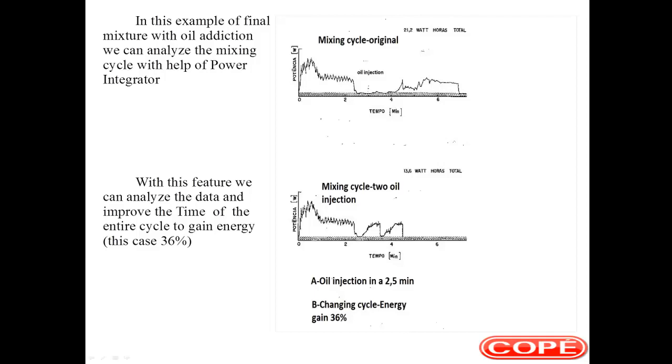When we talk about optimization, we can see these graphics that show the power integration. In the first one, the oil injection was done in one step. In the second one, the oil injection was done in 2 steps. With this method, we can reduce the cycle by around 36%.